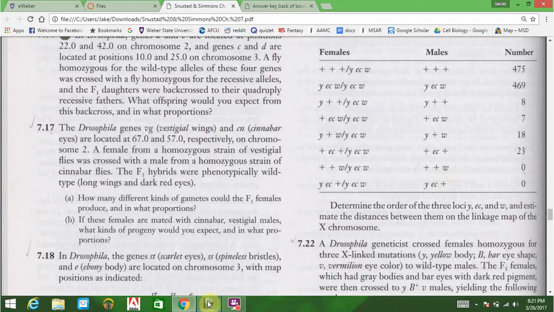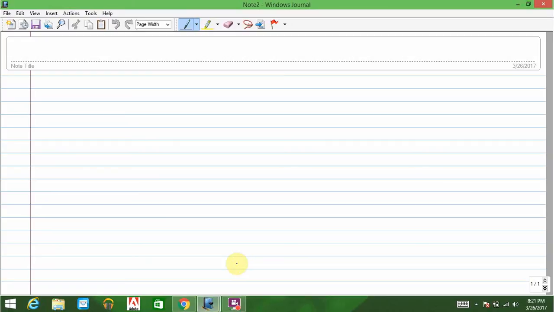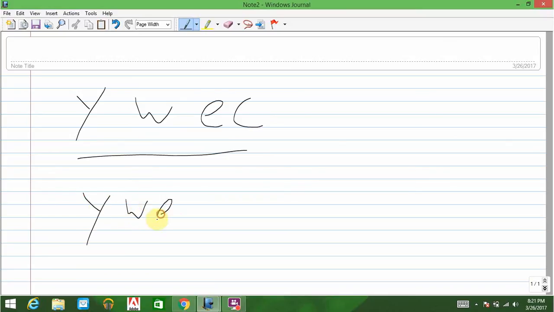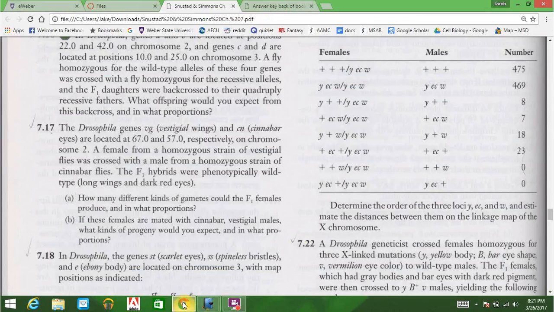So that means you can rewrite the order as y, w, ec. Once you get this set, you know that the F1 female was y, w, ec over plus, plus, plus. Then it asks you to estimate the distance between them on the linkage map.